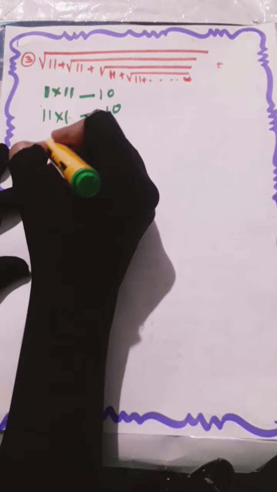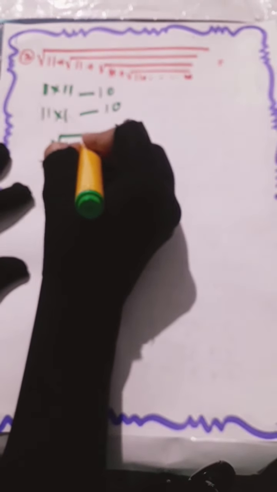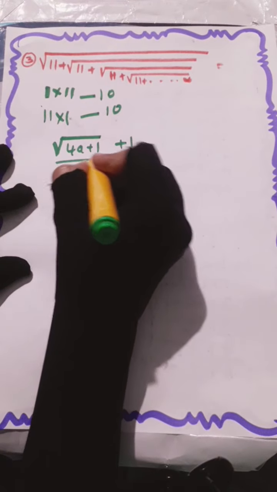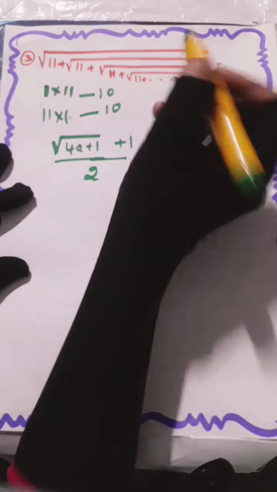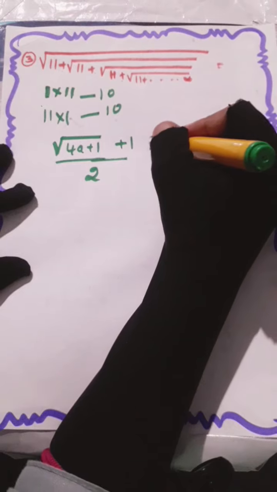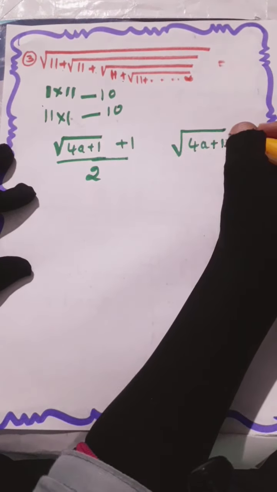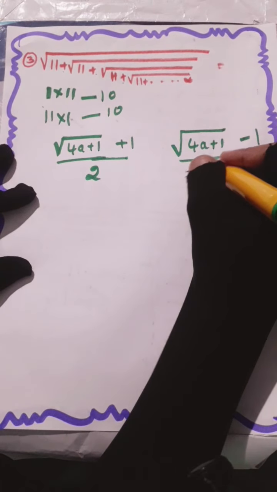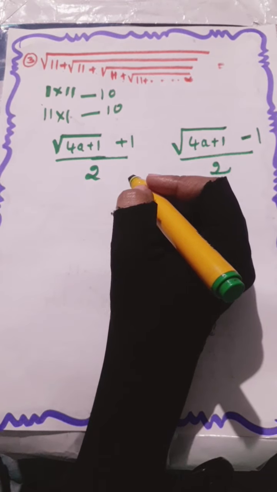So one formula is there: under root of 4a plus 1, plus 1, by 2. Okay, for which? For plus symbols. Okay, then if for example 11 minus 11 minus 11 minus is there, what we have to take? Under root of 4a plus 1, here minus symbols are there, so minus 1 by 2.